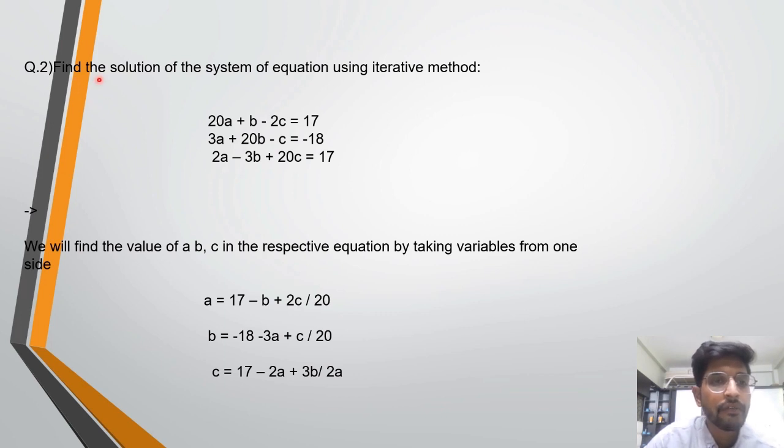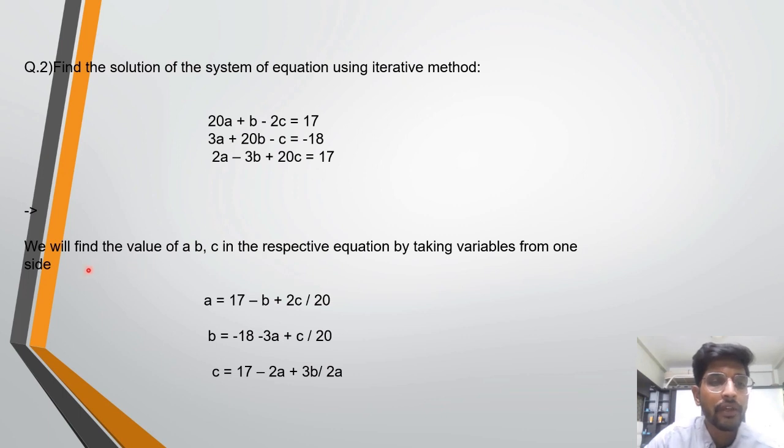In the second question, we need to find the solution of a system of equations using an iterative method. The equations given are 20a plus b minus 2c equal to 17, 3a plus 2b minus c equal to minus 18, and 2a minus 3b plus 20c equal to 17.